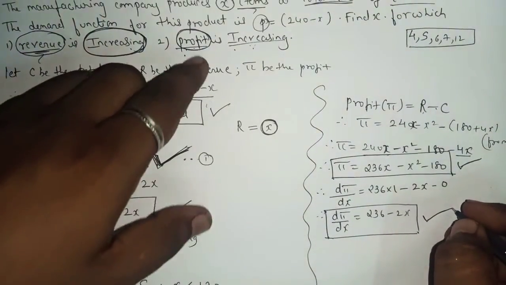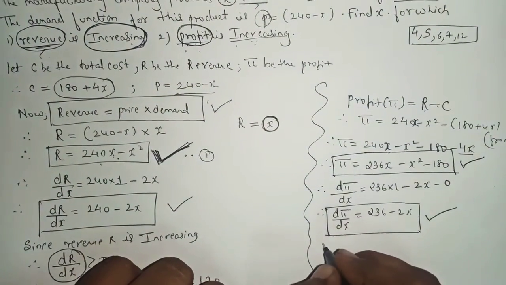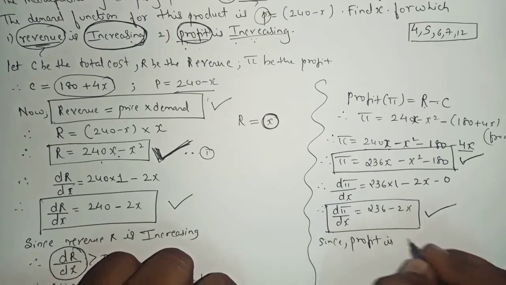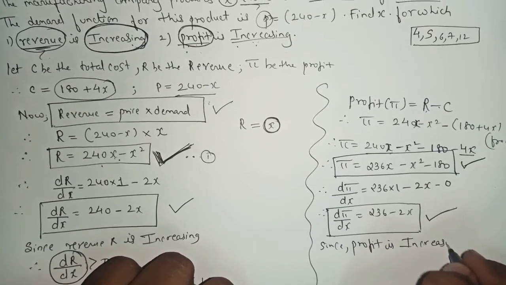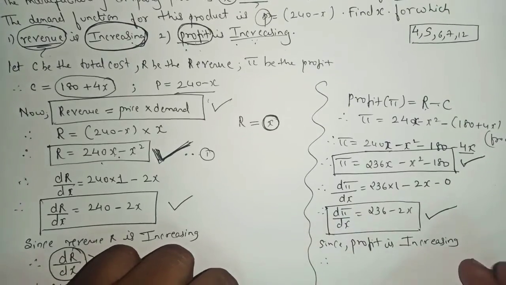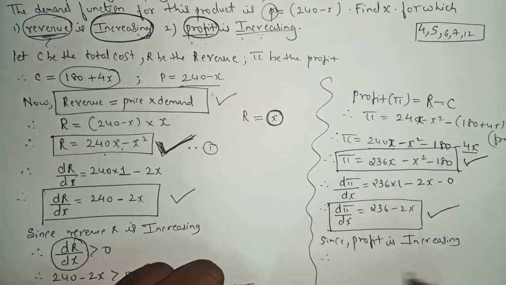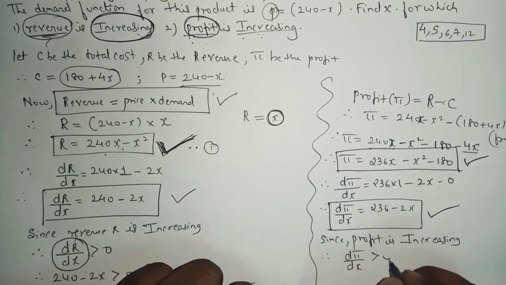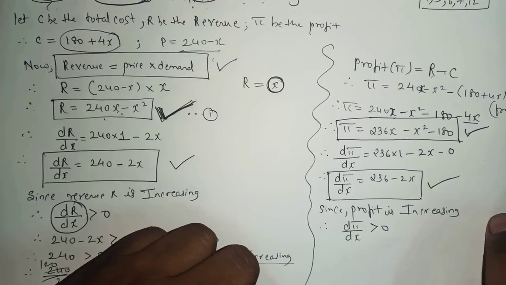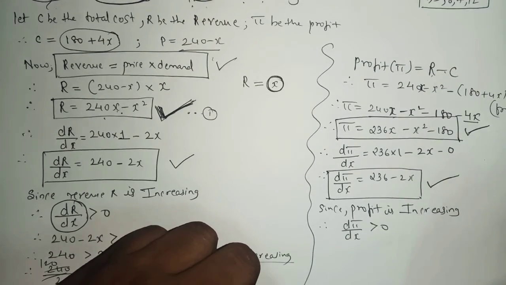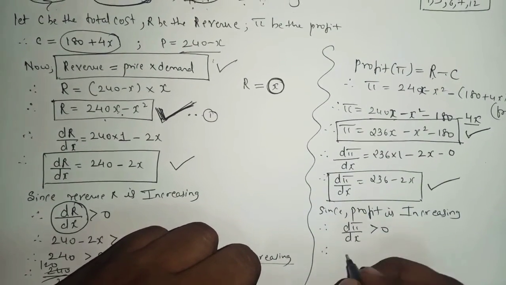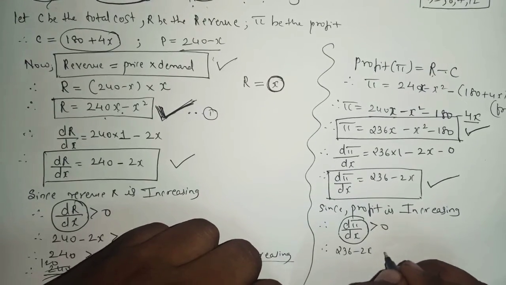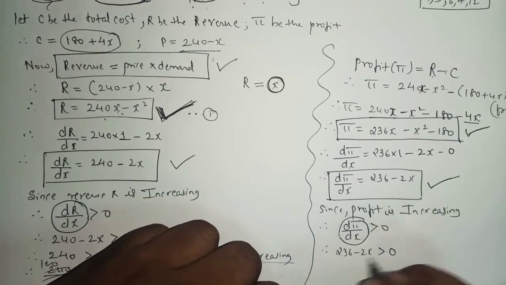So now in this sum it says that the profit is increasing, so here you will write, since the profit is increasing. What do you mean when the profit is increasing? That means the first order derivative will be greater than 0, yes or no? So therefore what is d pi upon dx? It is 236 minus 2x greater than 0.